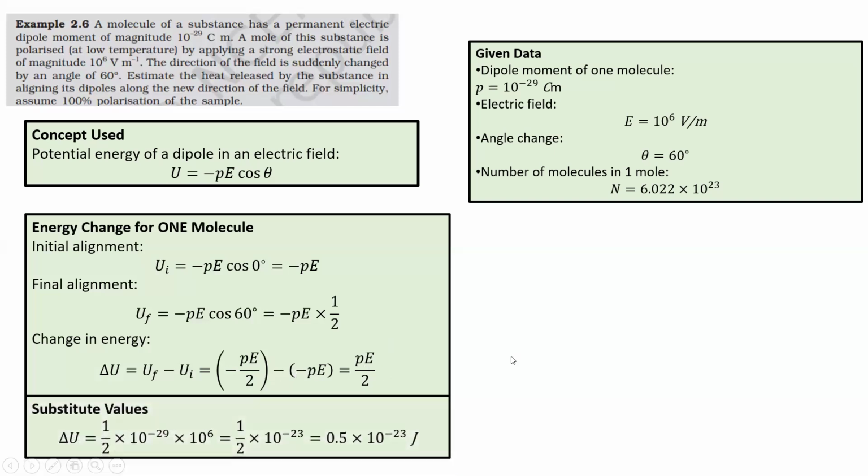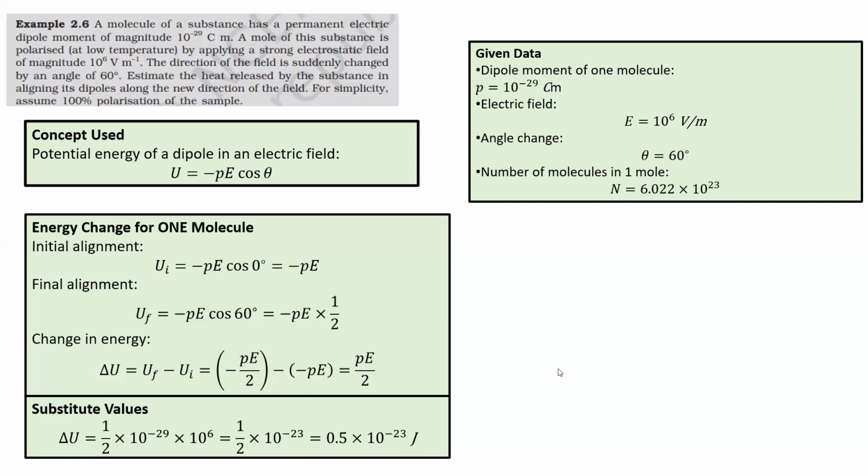Now we'll substitute: delta U equal to half into P value 10 to the power minus 29 into E value 10 to the power 6. If you simplify, you are getting 0.5 into 10 to the power minus 23 joule. Now the question is to estimate the heat released by the substance in aligning its dipoles. We can say this much heat is released. Energy is nothing but heat. This much heat is released for 1 molecule.